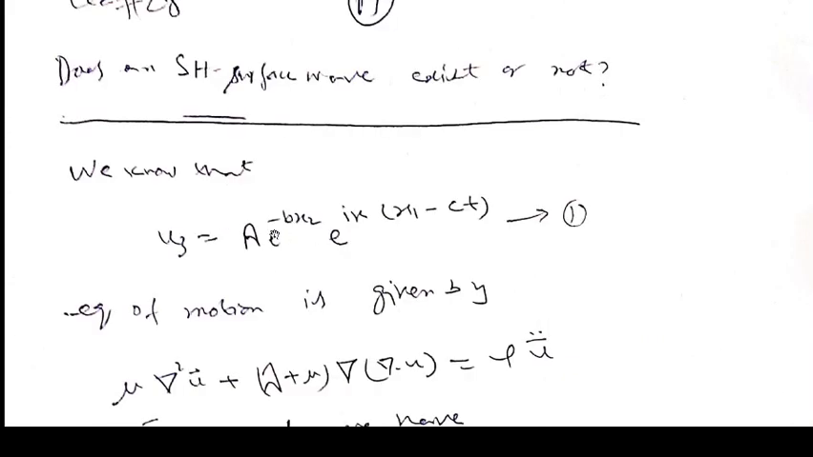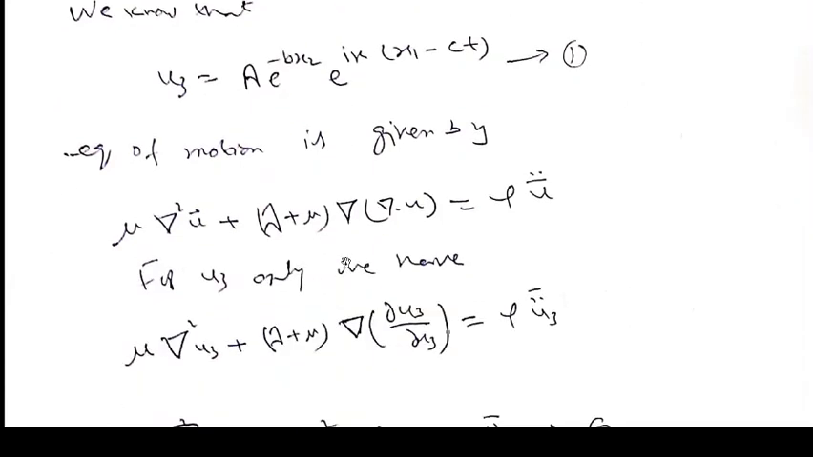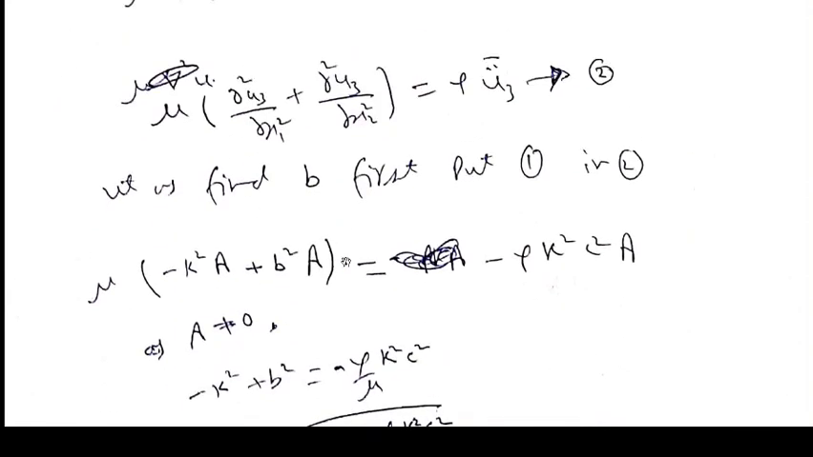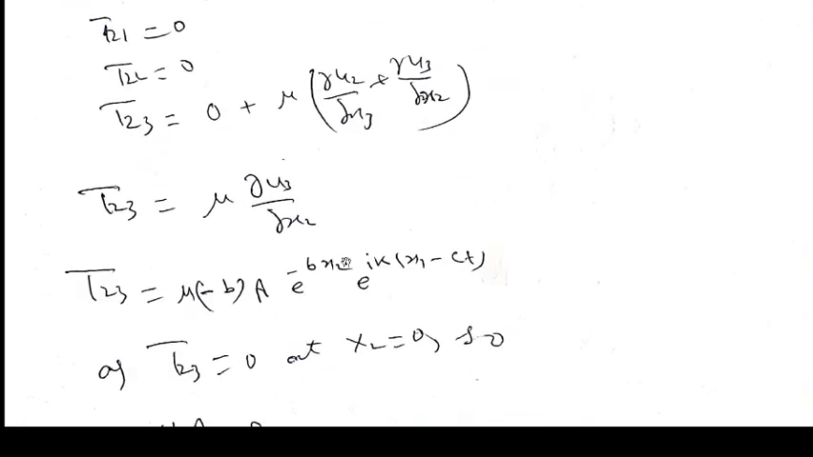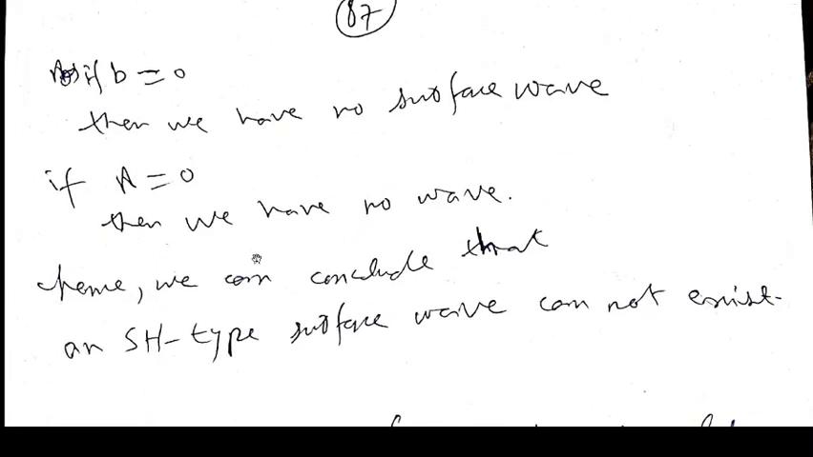Then the factor which gives the characteristic of the surface wave equals 1, so we have no surface wave, and when A is 0 then we have no wave. So it means that we have no SH wave as a surface wave. So what is our conclusion? Our conclusion is that an SH type surface wave cannot exist.